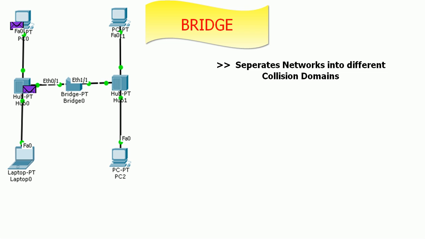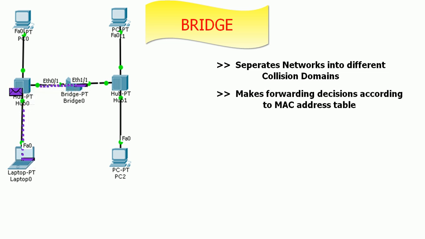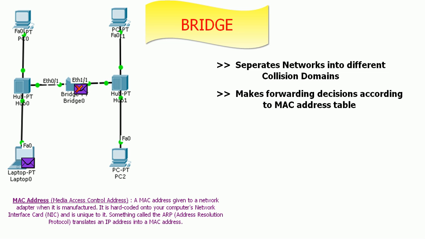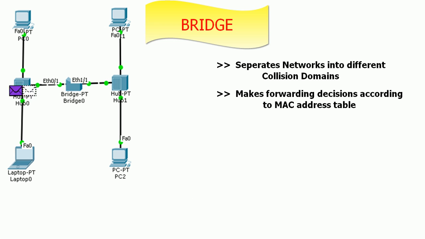One of the characteristics of a bridge is that it learns MAC addresses and can make forwarding decisions based on the MAC addresses, that is, Media Access Control addresses. A MAC address is a 48-bit address that is burned into every single network device. A bridge is going to know that a PC with this MAC address resides on a particular port. It builds its own MAC address table in its memory and forwards packets accordingly based on the MAC address table.